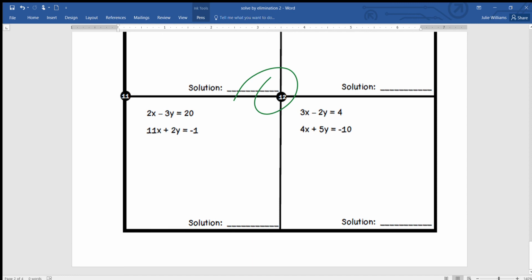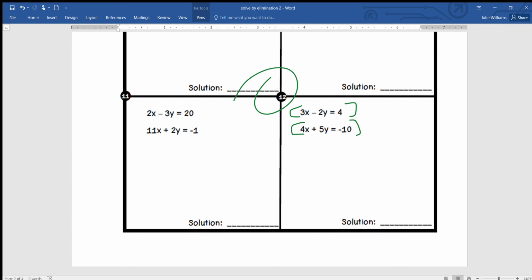Okay, so they're both in standard form. Check, that's done. Okay, so the 3 and the 4 aren't opposites. The negative 2 and the 5 are not opposites. So we have to come up with the least common multiple of either 3 and 4 or negative 2 and 5. Negative 2 and 5 are already opposite signs, so I'm going to go with those. So the least common multiple of 2 and 5 is 10. So I'm going to have the top equation have a negative 10y and the bottom equation have a positive 10y.